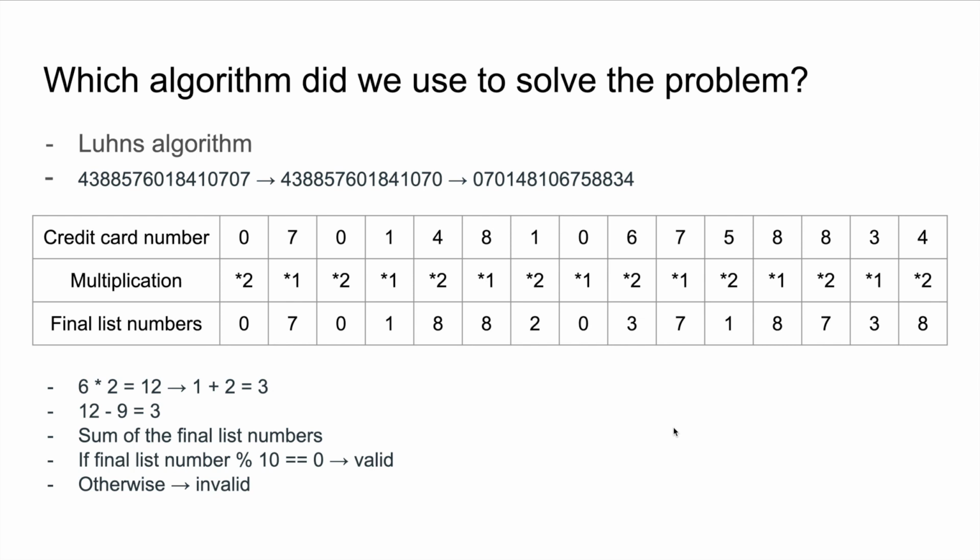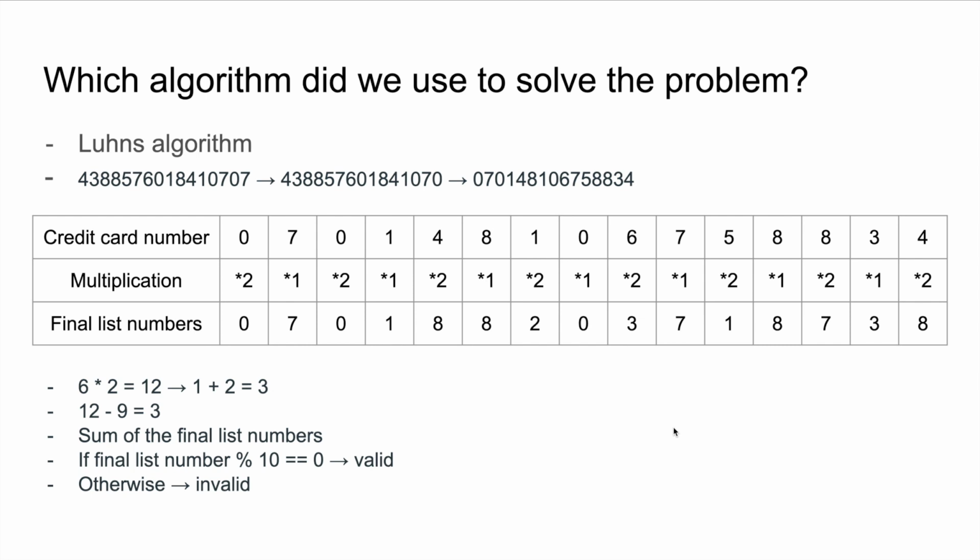If you have all the products of the numbers that are multiplied, you go on to the next step. If the number is higher than 9, so a 2-digit number, you add up the 2 digits. So for example, if the number is 6 and you multiply it by 2, the result is 12. 12 is a 2-digit number, so it consists of 1 and 2. So you add up these numbers: 1 plus 2 equals 3. The answer is 3, and this number is what you use in the last sum to check if the credit card number is valid or not.